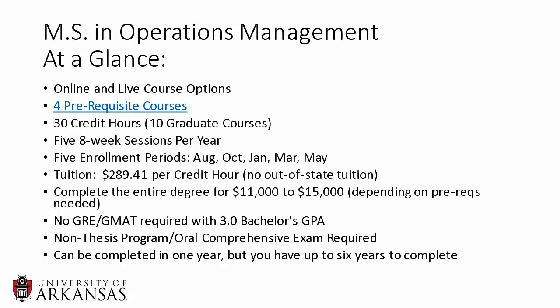You can complete the entire degree for an investment of about $11,000 to $15,000, depending on how many prereqs you need. And if you did well in your undergrad, if you did a 3.0 bachelor's or better, there's no GRE or GMAT required. You don't have to write a thesis. You do have to take your oral comprehensive exams, but the good news is people typically do very well on them when they've prepared through the program. It can be completed as fast as 1 year, but if life is getting in the way, you have up to 6 years to complete our MSOM program.